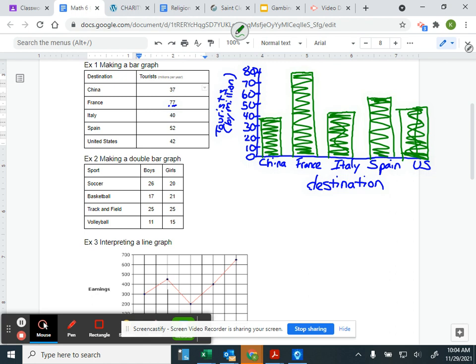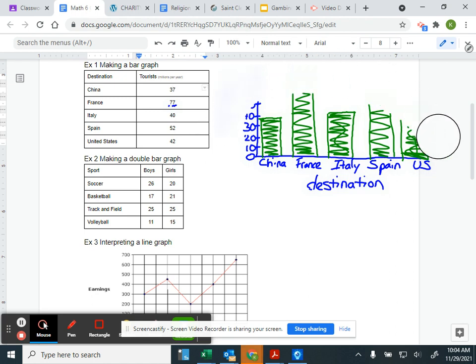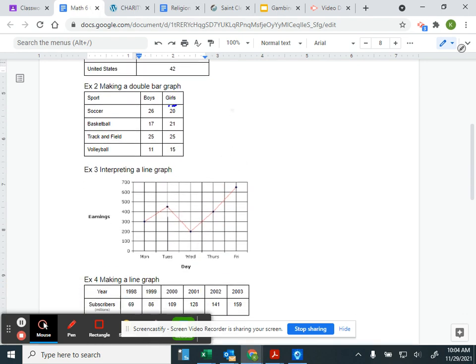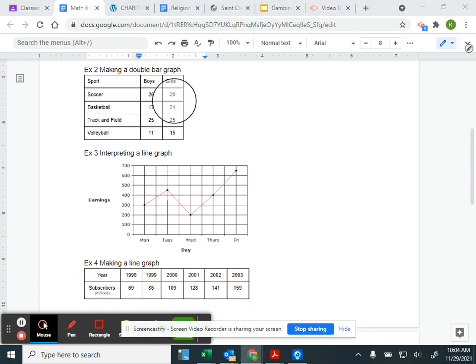So now let's look at making a double bar graph. So making that single bar graph, now we need to look at what does it mean to make a double bar graph. So again, we want to make our vertical and horizontal axis.